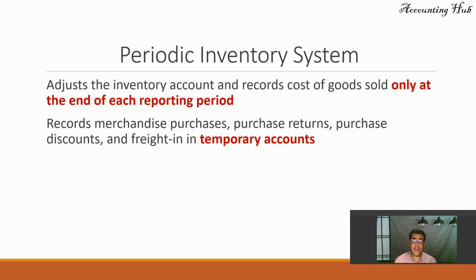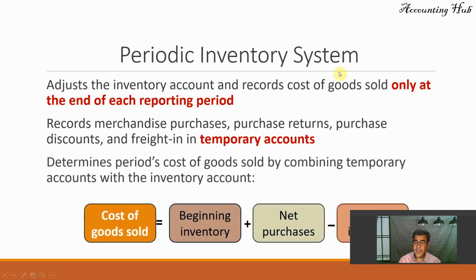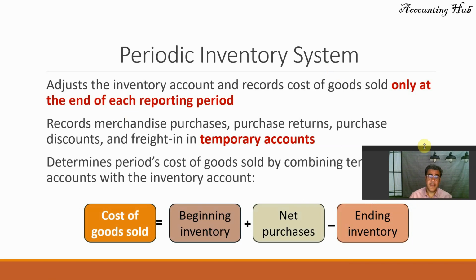Periodic inventory system: adjust the inventory account and record cost of goods sold only at the end of each reporting period and not after each sale. Record merchandise purchases, purchase returns, purchase discounts, and freight-in in temporary accounts, and we close them, and at the end of our period we have our cost of goods sold and ending inventory. And for the cost of goods sold, we have a formula: beginning inventory plus net purchases less ending inventory. That is only a logic formula.